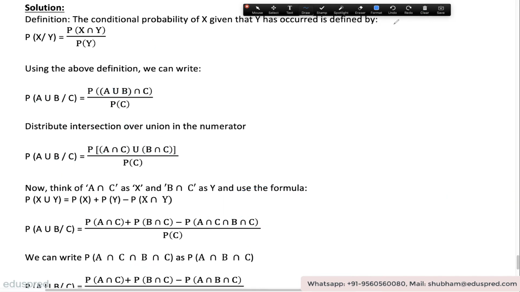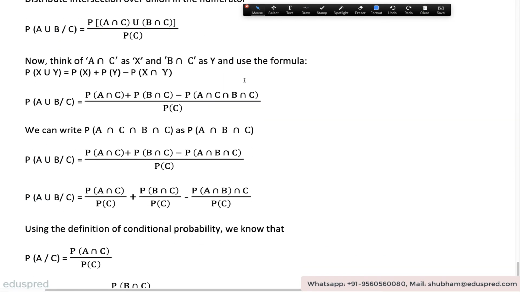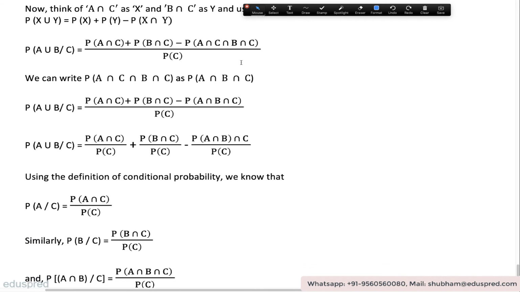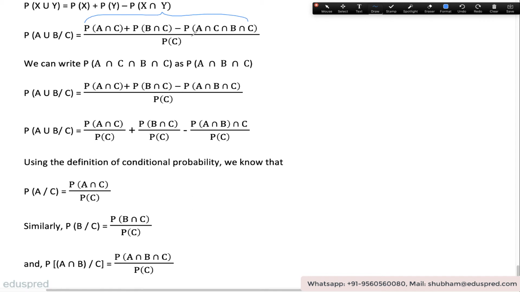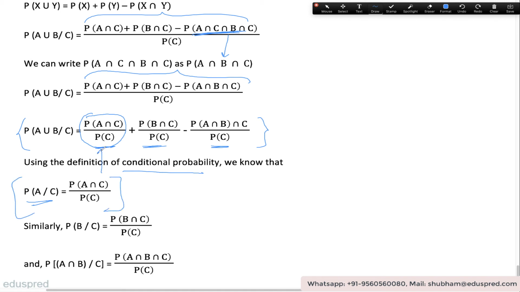So now what do we get in the numerator? So in the numerator, we have three terms over here. So let me show it to you. So we got this, and then this can be written as this. So that means our numerator becomes this. And in the denominator we have probability of C. So now we can write it separately like this term, this term, this term. Now what is this? This is probability of A given C. You can use the definition of conditional probability, and we know that probability of A given C is defined like this. So this is probability of A given C. Similarly, what is this? This is probability of B given C.